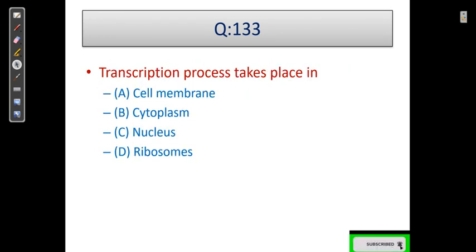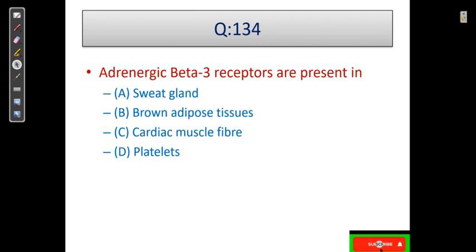Transcription process takes place in cell membrane, cytoplasm, nucleus, or ribosome. So we can say it occurs in the nucleus. Adrenergic beta-3 receptors are present in sweat gland, brown adipose tissue, cardiac muscle fiber, platelets. So it is present in adipose tissue.